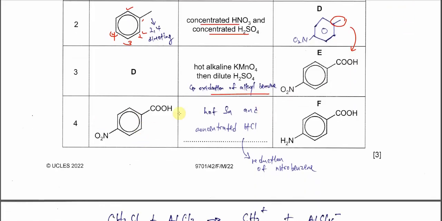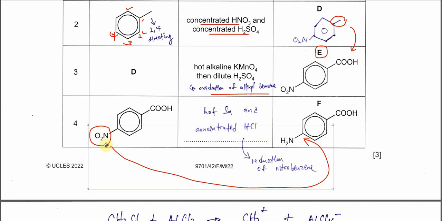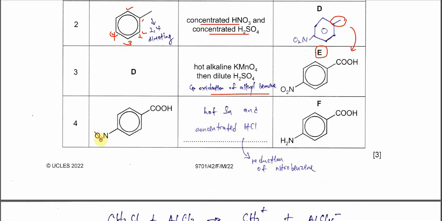After that, for step 4, the product E now further reacts with something. So the difference is here. Nitrobenzene now is formed into phenylamine, right? So this is the reduction reaction. Reduction means these two oxygens will get removed and 2 hydrogens added. So when oxygens are removed and hydrogens added, we know that this is a reduction. So to reduce the nitrobenzene, we just use this one, hot tin and concentrated HCl.